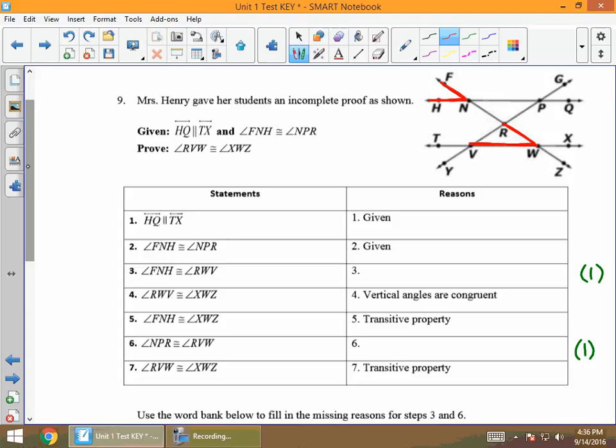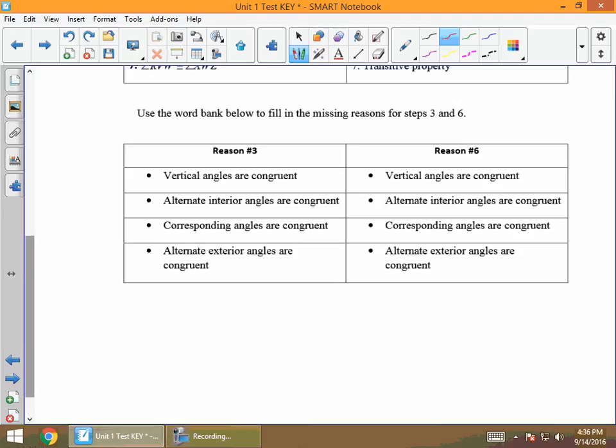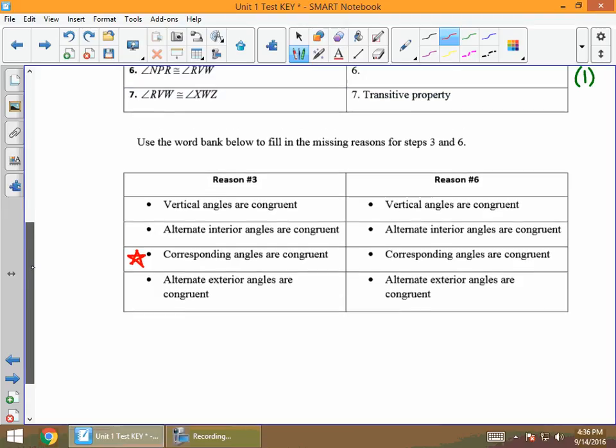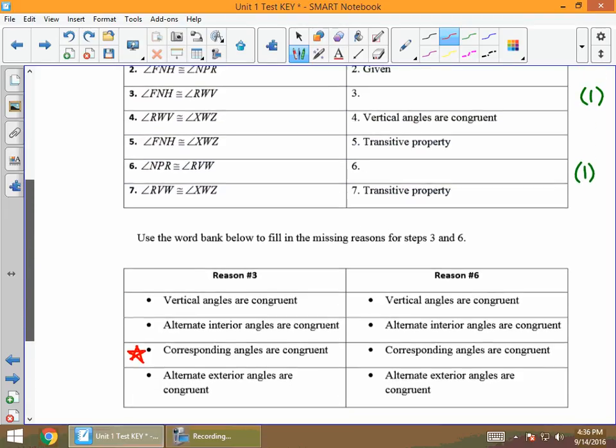And if they're both top left, my word bank down here, it's one of these reasons. So which reason is it? They're both top left. They are corresponding angles. So this is the one that we want to go with. So corresponding angles are congruent.